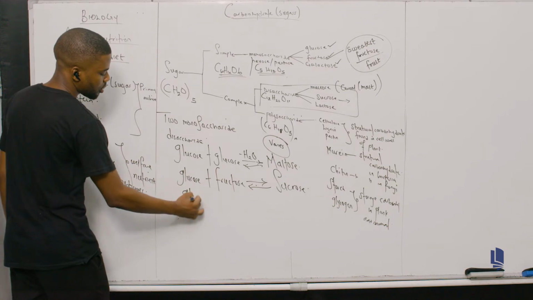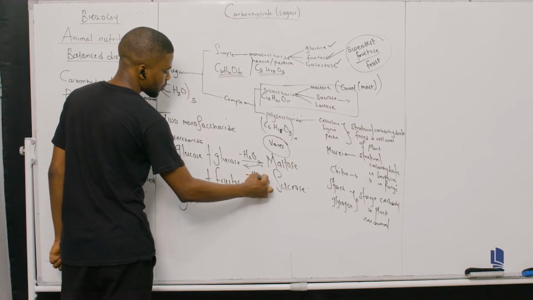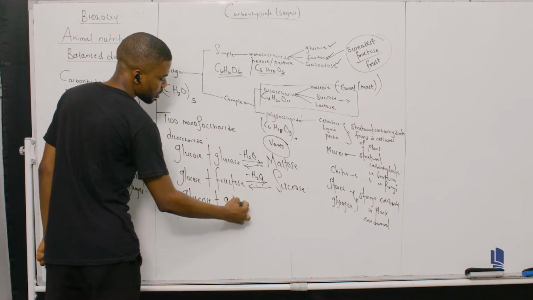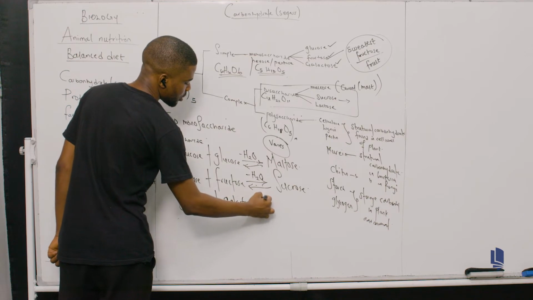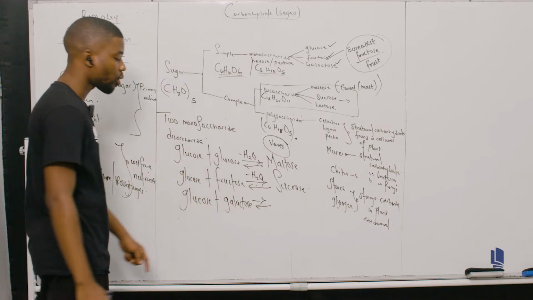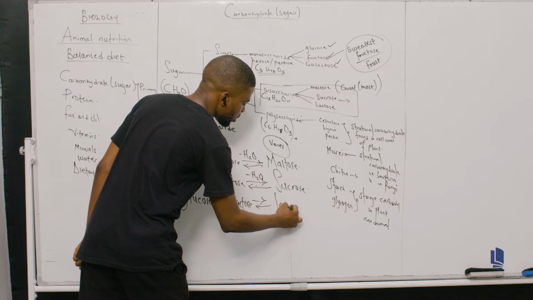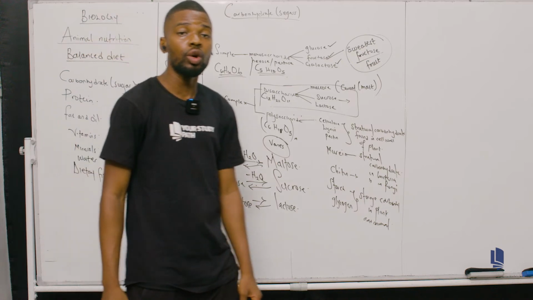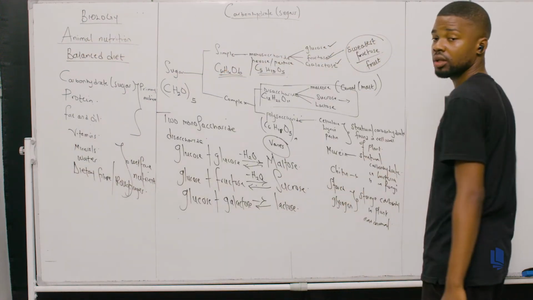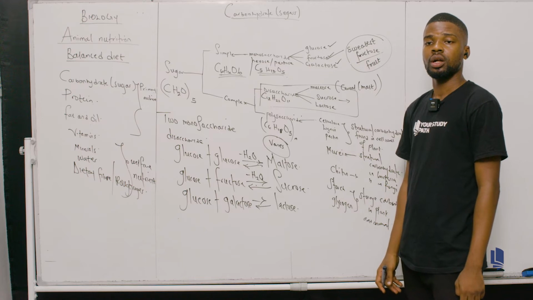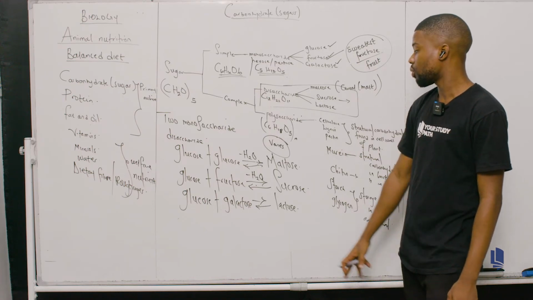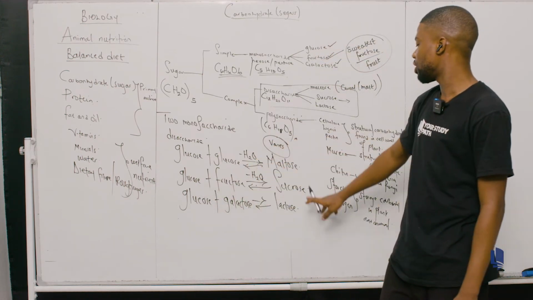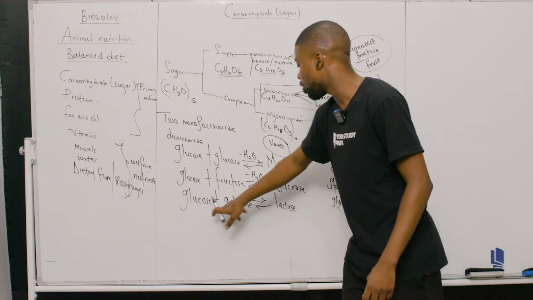And glucose plus galactose will give us lactose. And that's the sugar found in your milk. Any question? So we got glucose plus glucose, maltose; glucose plus fructose will give us sucrose; glucose plus galactose.